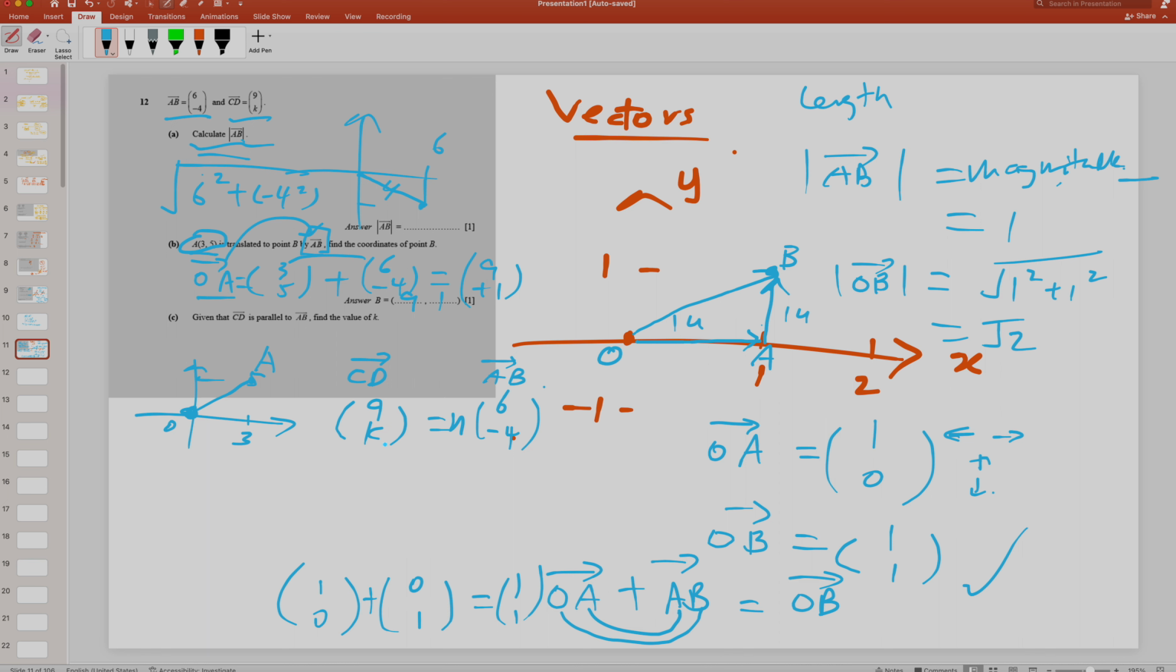So therefore, you can form an equation: 9 is equal to n times 6. So your n is equal to 1.5. Therefore, your k is equal to n times this. So it's 1.5 times negative 4. So k is equal to negative 6. That's how you get your k equal to negative 6. Why? Because your n will multiply into the 6 and into the negative 4.